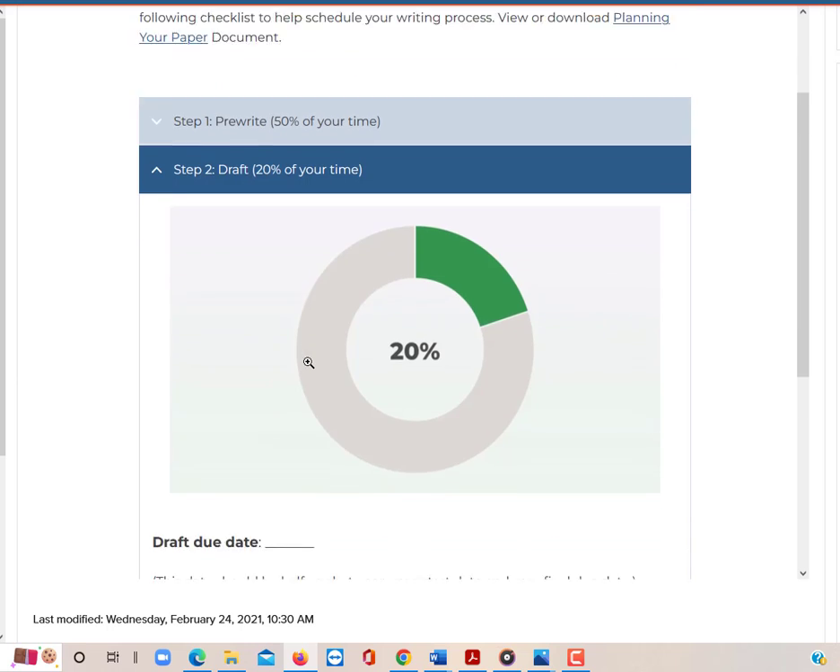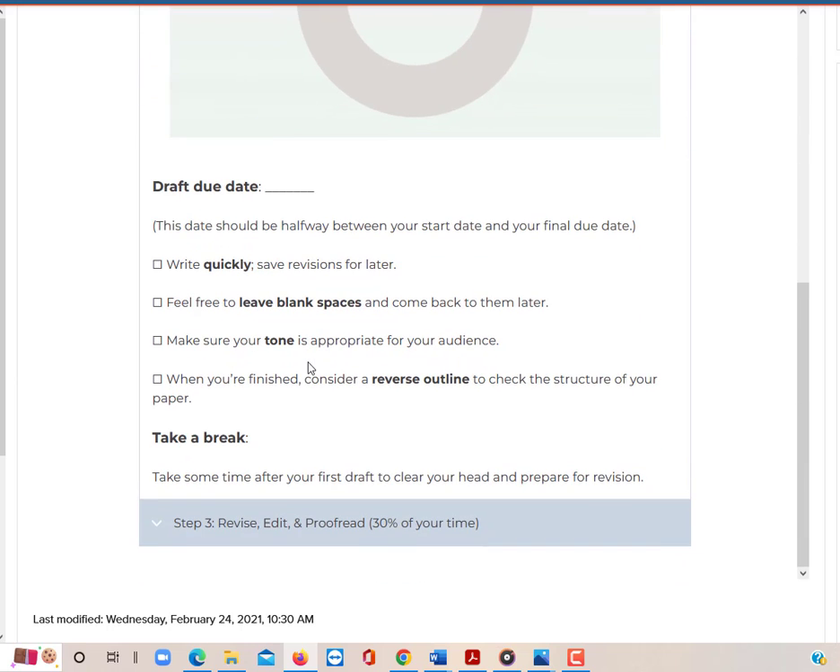And so in the rough draft, you're going to transform your outline into the 5-paragraph essay structure, where you're going to have a thesis statement with matching body paragraphs. So here in the writing stage, you write quickly and save revisions for later. Feel free to leave blank spaces and come back to them later. Make sure your tone is appropriate for your audience. This means that you know the difference between formal English and informal English.